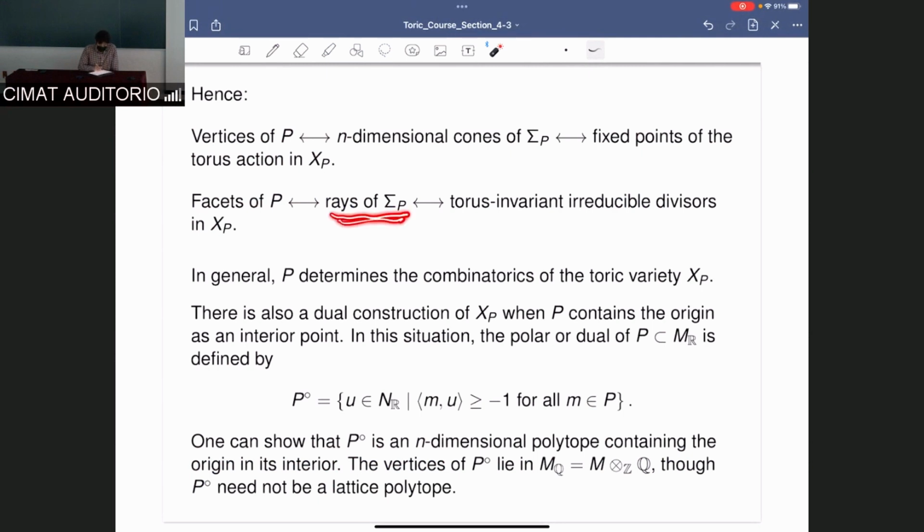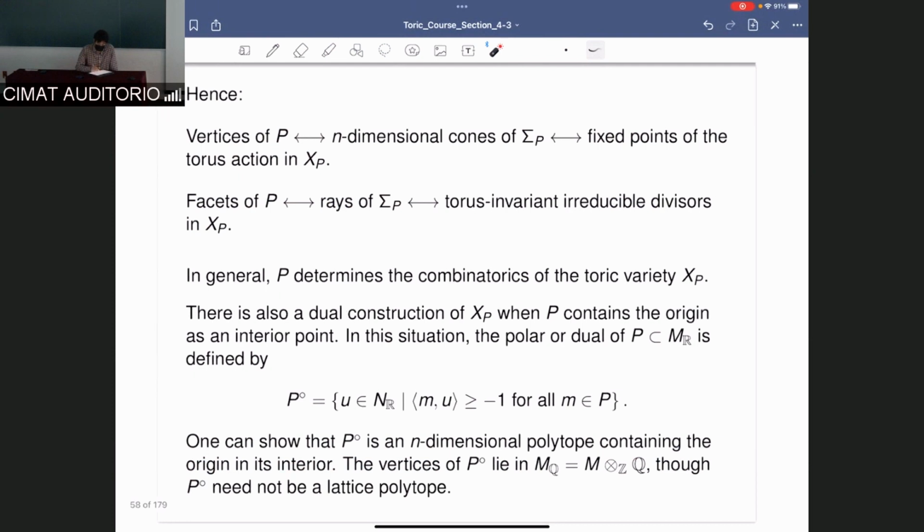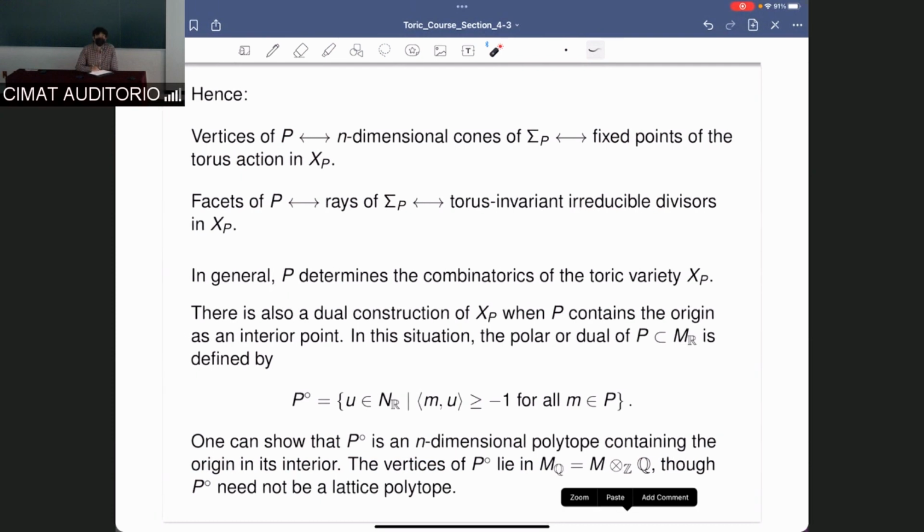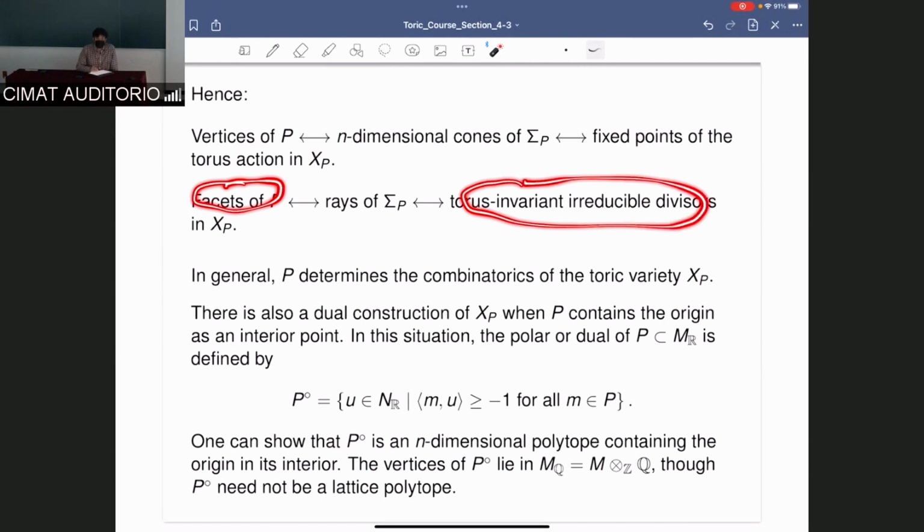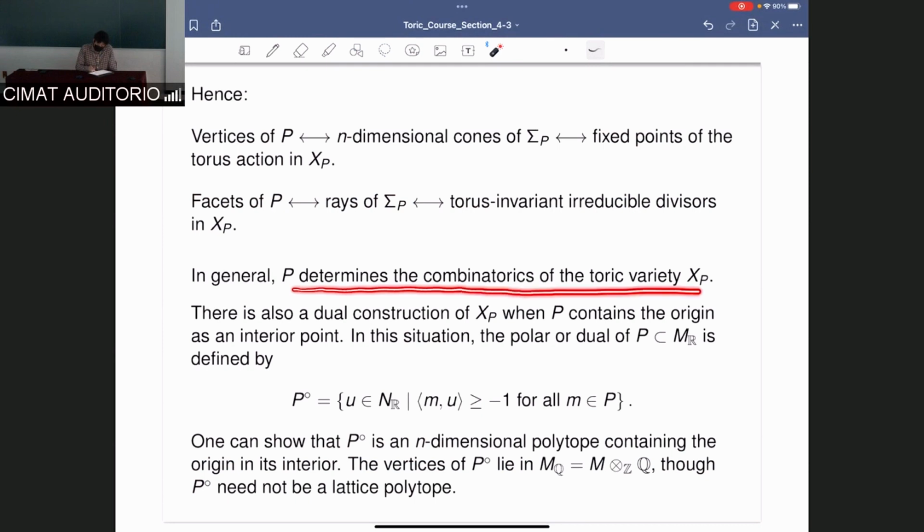correspond to the rays in the fan, because that one is inclusion reversing, but then we do another inclusion reversing correspondence, and then we get, I meant to say dimension, like they add to n, and now we are using one that also adds to n, so I get back the same number, correspond to torus invariant irreducible divisors. These are size n minus 1. Irreducible varieties of size n minus 1, those are the ones that we are calling irreducible divisors. And in general, P determines the combinatorics of the toric variety.